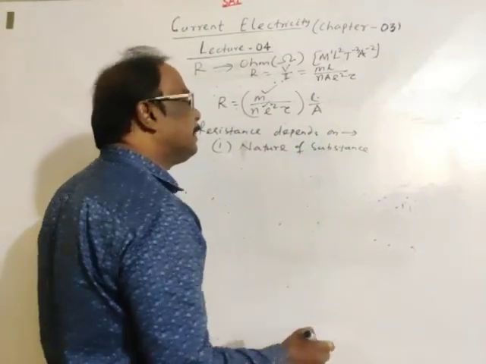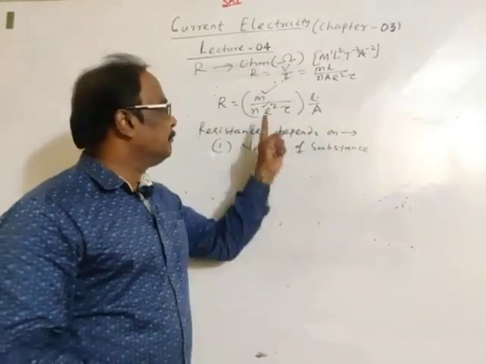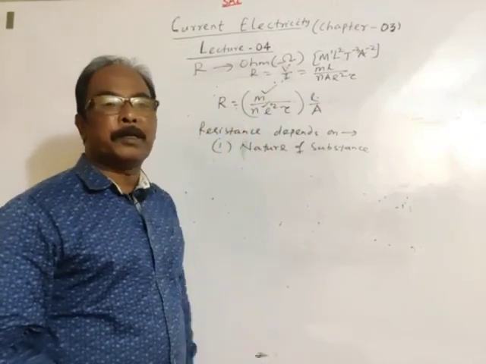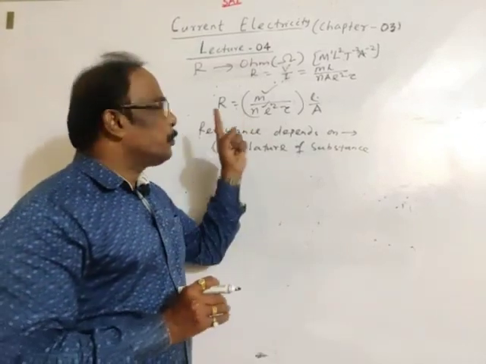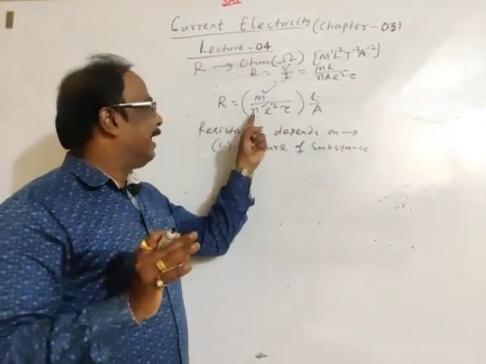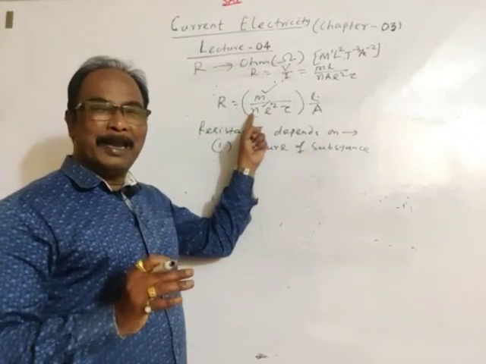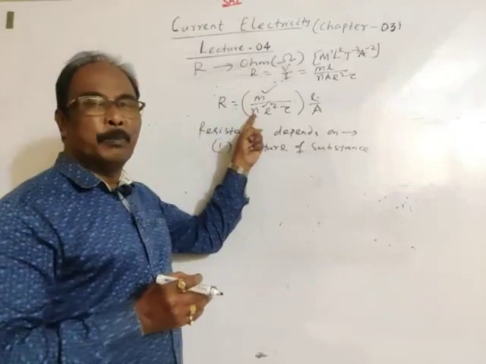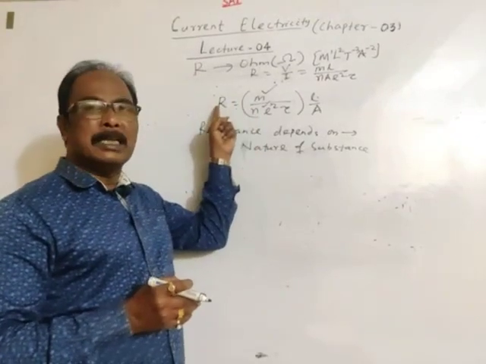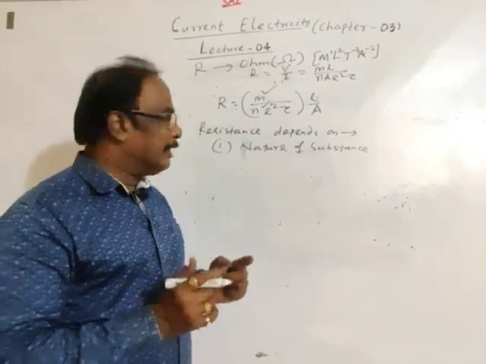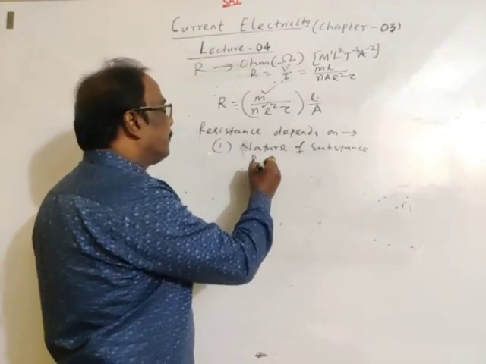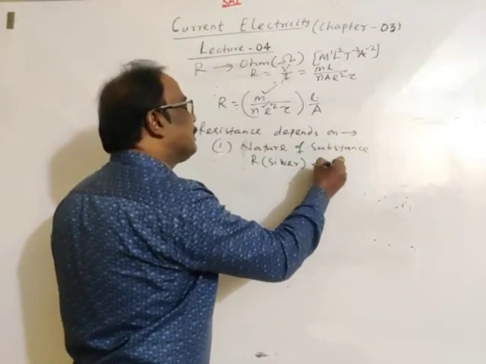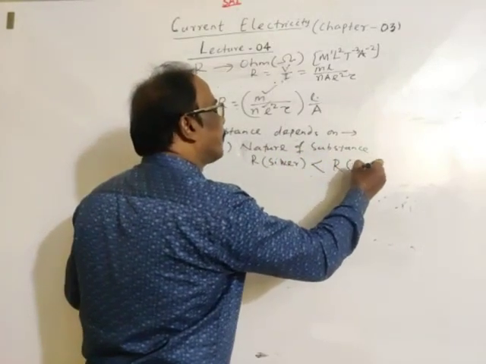Nature of substance or nature of material of a conductor. N depends upon the nature of material or nature of substance. Resistance depends upon nature of substance. So, if the value of number density of free electrons for silver is more than copper, meaning N is more for silver, then R is less for silver. Means the resistance of silver is less than that of copper.